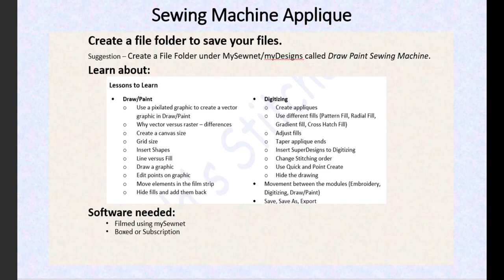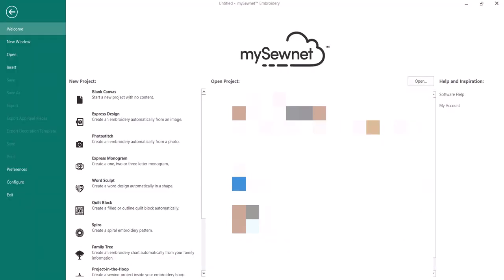And then we'll go through and we're going to cover a lot of things. You can read all those things we're going to learn about right here, or you can read it in the instructions. It's actually there too. This is filmed using MySewnet Platinum, and it can be done in either the boxed or the subscription version. Okay, so let's get started.